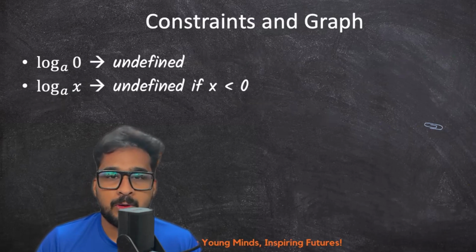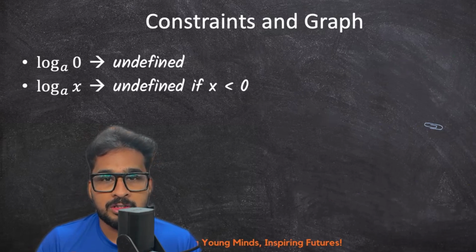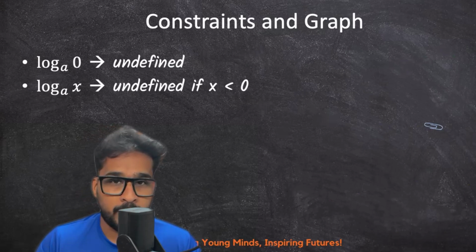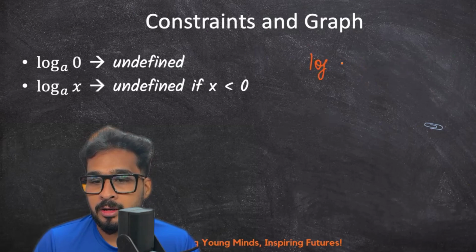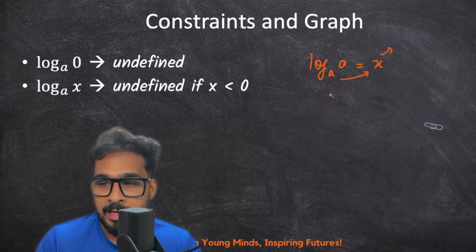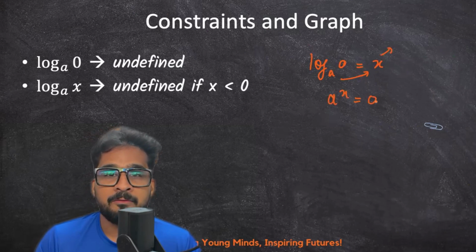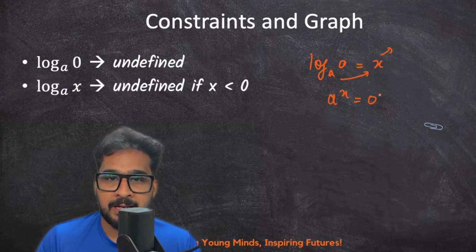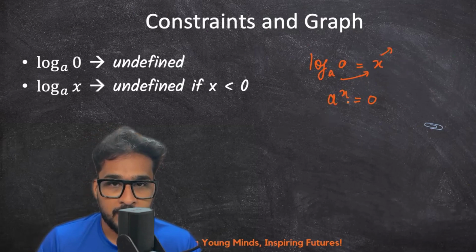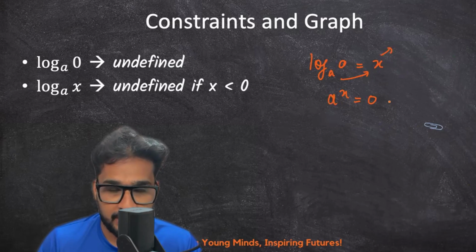The most important thing to understand in logarithm is that log 0 is undefined, and similarly log of negative numbers is also undefined. I will tell you why. Consider log 0 to the base a equal to x. Then by using the hat method, a power x is equal to 0. Will the exponent a power x become 0 for any value of x? It is not possible, right? A power x can never be equal to 0. It will always be a positive number. So that is why log of 0 is undefined.